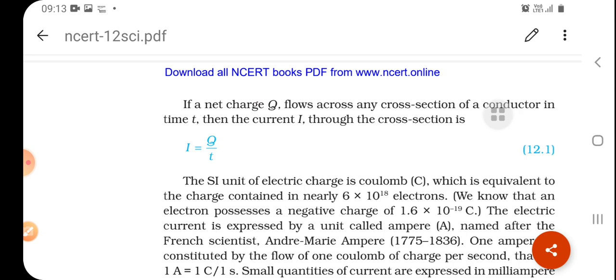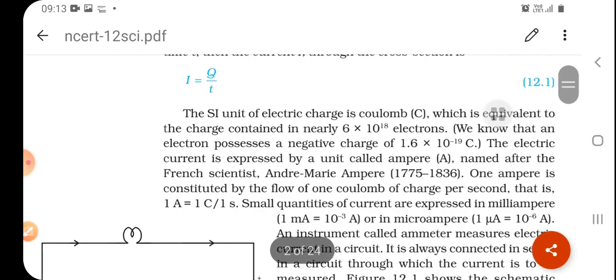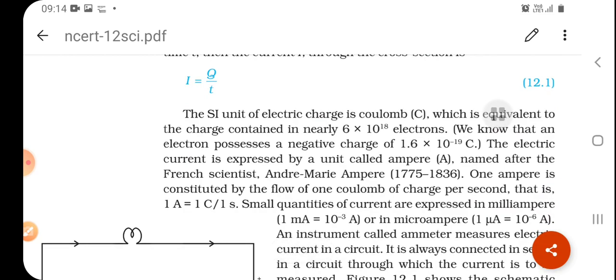What is the SI unit of electric charge? It is the coulomb, and it contains 6 into 10 to the power 18 electrons. An electron possesses a negative charge of 1.6 into 10 to the power minus 19 coulombs. The electric current is expressed by a unit called ampere, named after the French scientist Henri Marie Ampere, 1775 to 1836. One ampere is constituted by the flow of 1 coulomb of charge per second. What is the value of 1 ampere? 1 coulomb upon 1 second, that is 1 ampere.